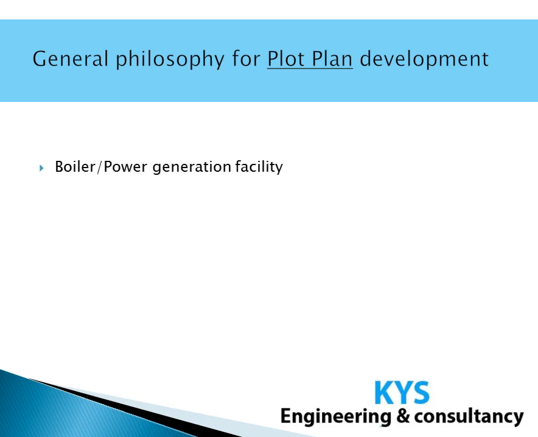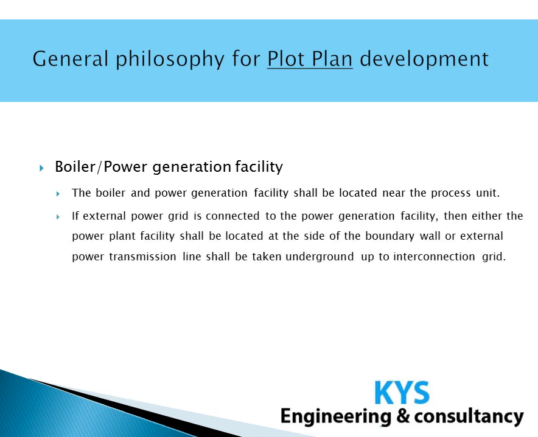Boiler and power generation facilities. The boiler and power generation facilities shall be located near the process unit. If we have an external power grid that is connected to the power generation facilities, then we can have our power plant facilities close to the boundary wall. If that is not possible, then the external power transmission lines which come to the power generation facility of the plant shall be taken underground up to the interconnection grid.